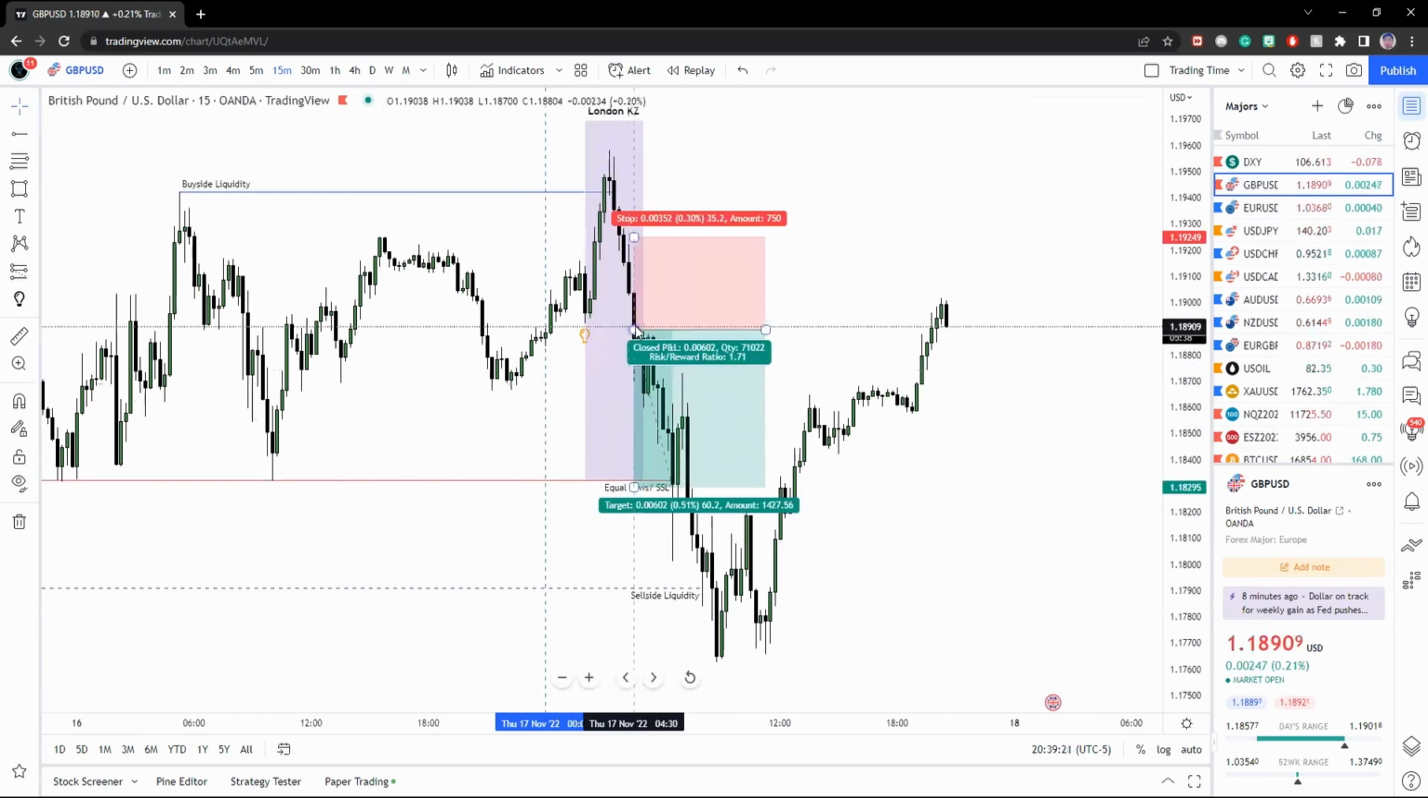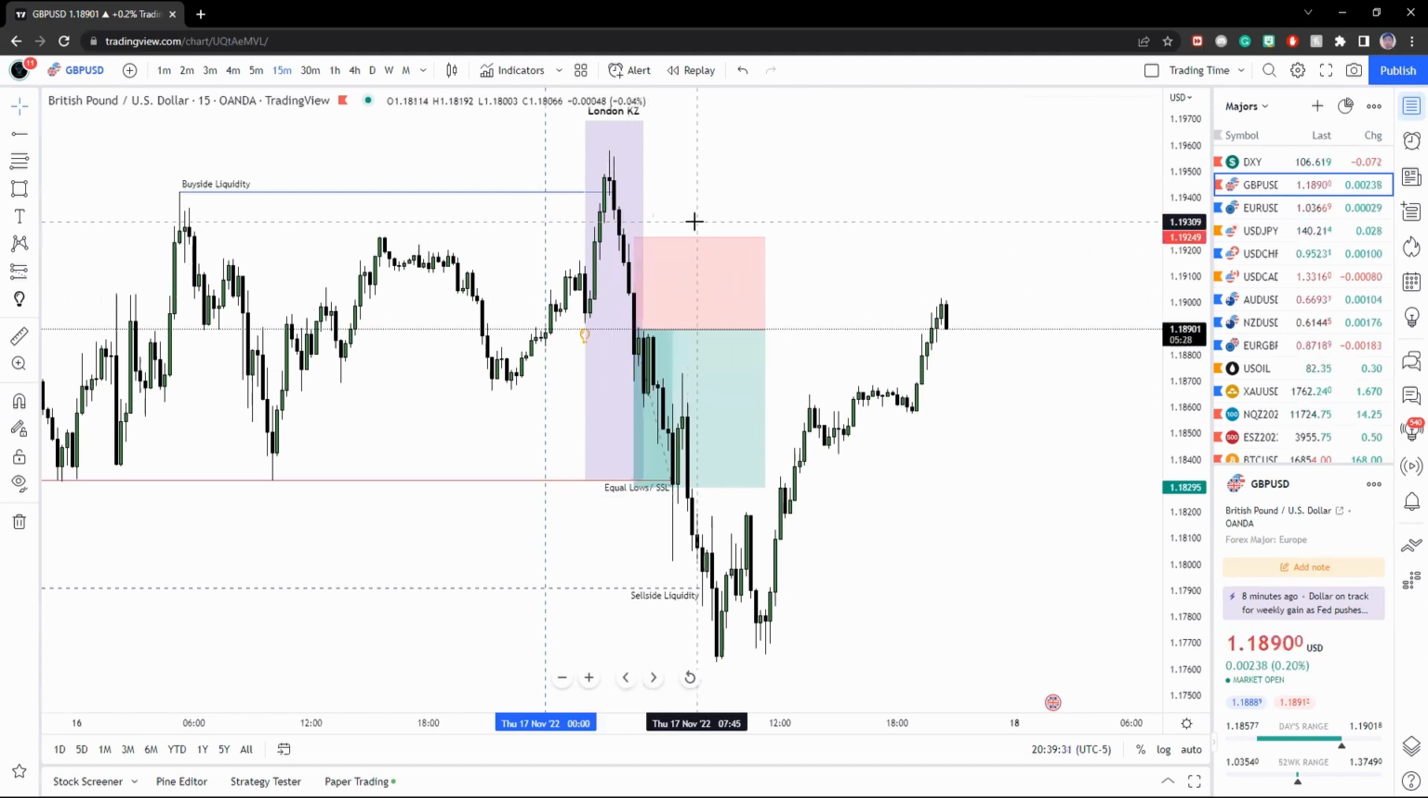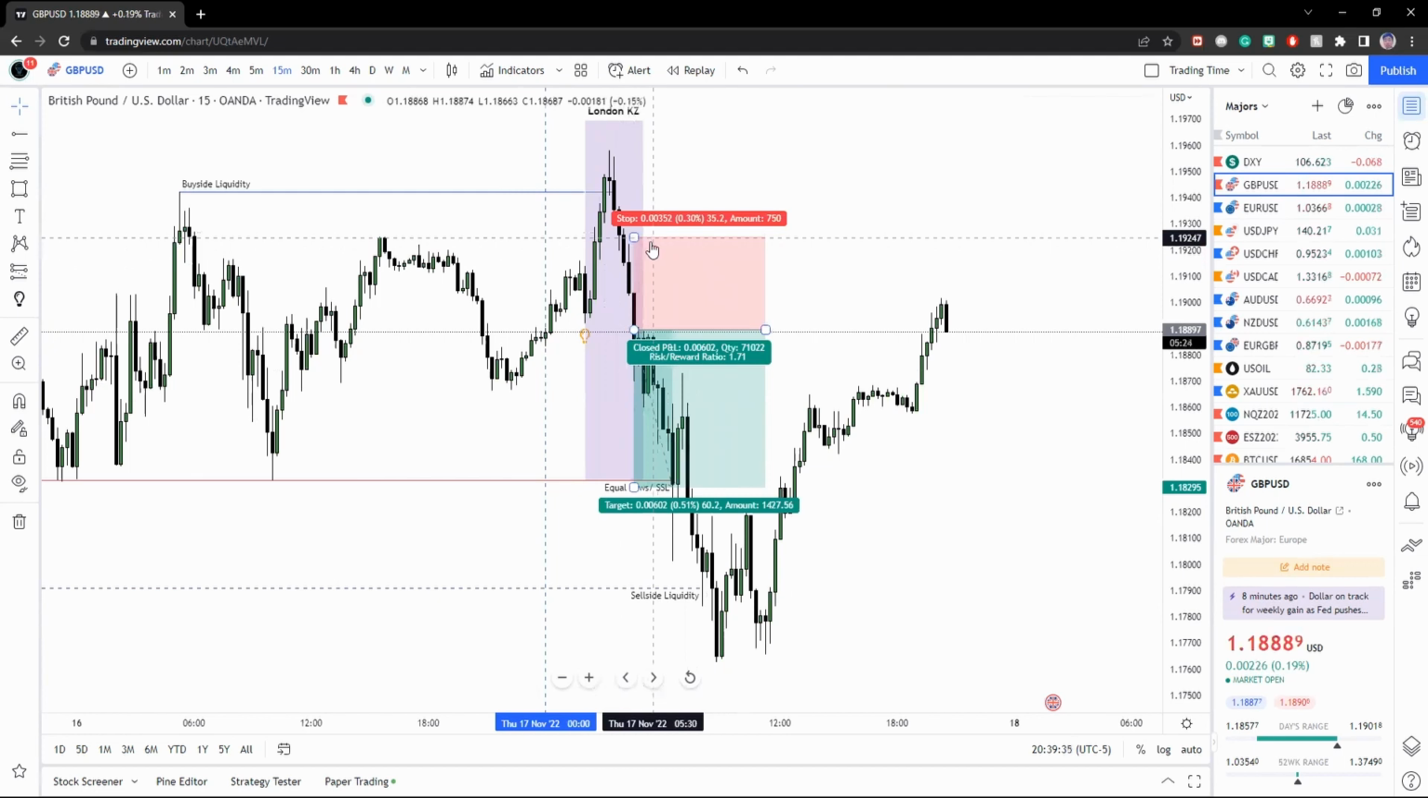Equal lows, the first target here, enter here. I'm allowing price to come back up here. That's why my stop loss is this high, because if this comes back up and takes this high out, I'm out of the trade. I'm sidelined, because I don't expect that to happen. Because if it does, then I'm wrong, right? So price comes up here, I leave my stop there, right?